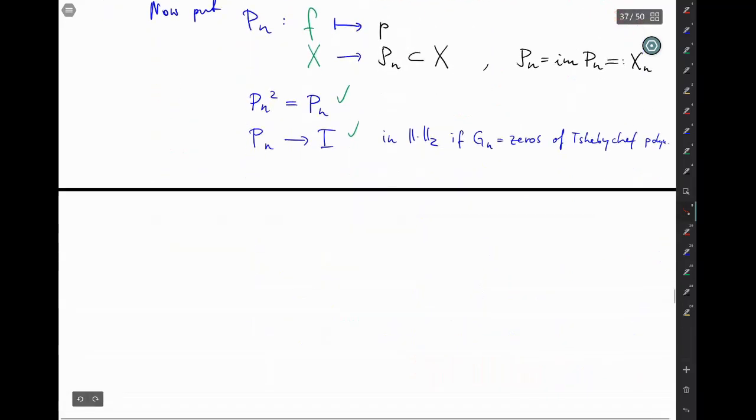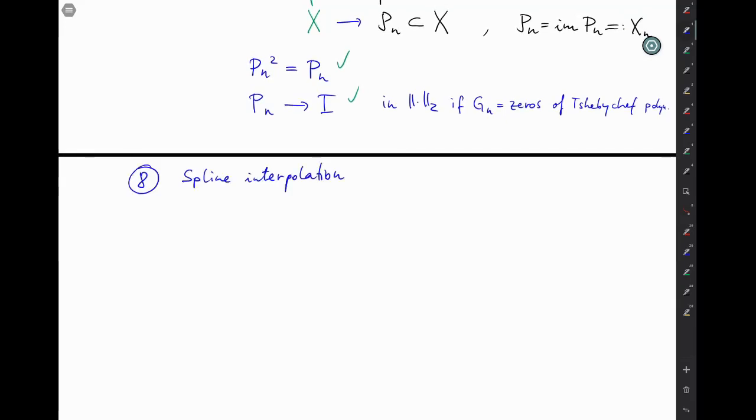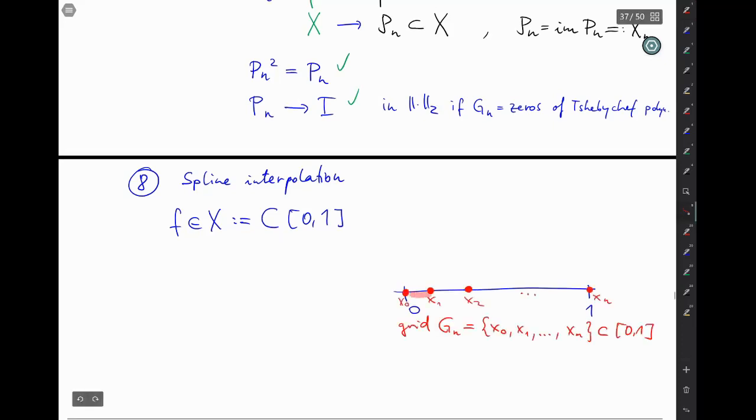And that is example 8, spline interpolation. So again, start with, let's say, a continuous function f on the interval 0, 1. And again, define a finite grid on this interval 0, 1, where now you're pretty safe if you take something equidistant, equispaced, you could say. But again, it doesn't have to be equispaced. But here it's a good idea to put x0 to be the left endpoint, which is 0 in our example, and xn the right endpoint.